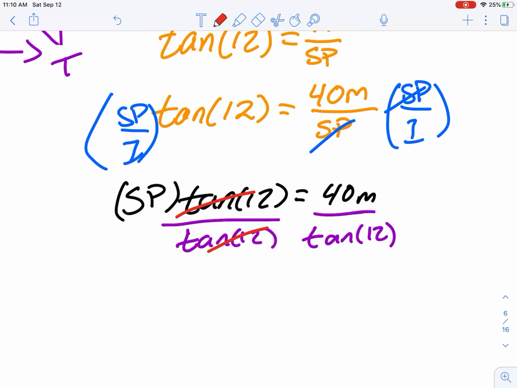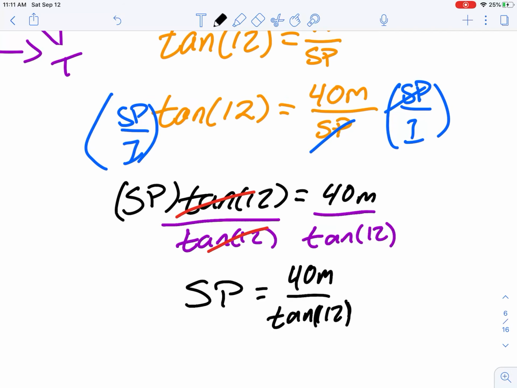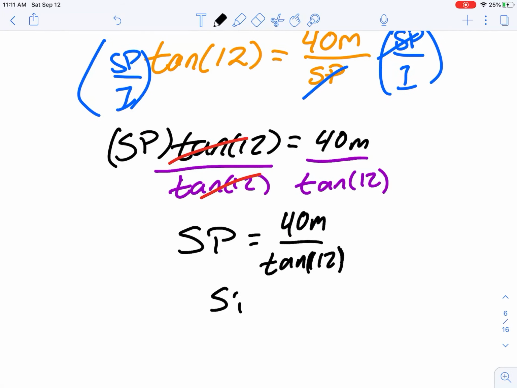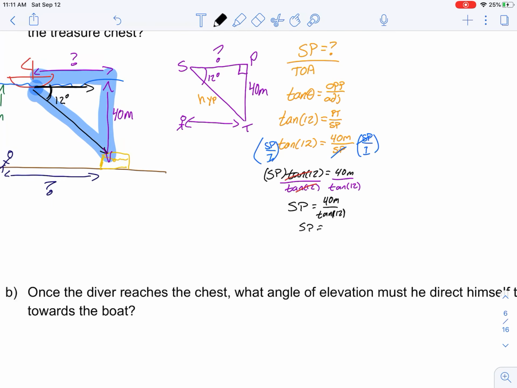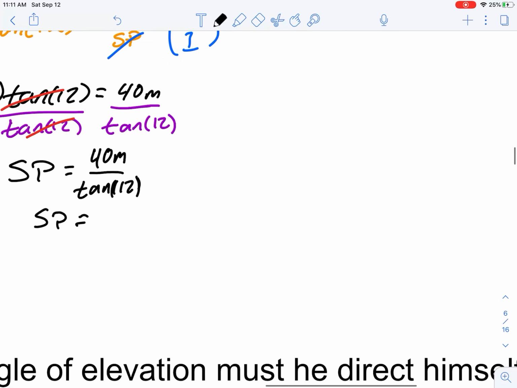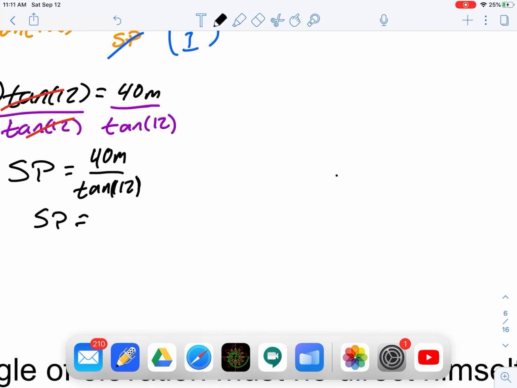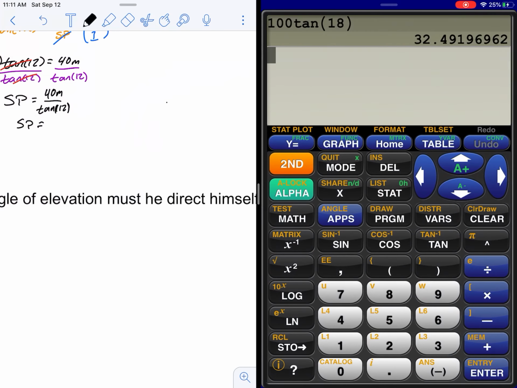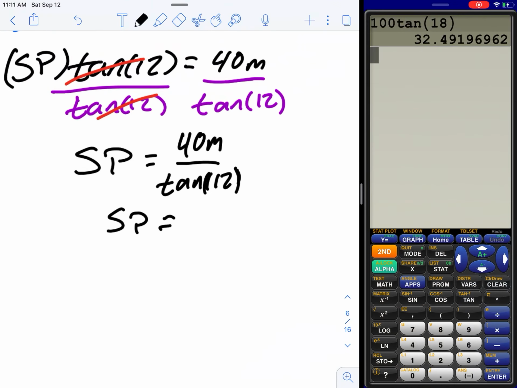Okay, and that's going to cancel this out, and we are going to get SP equaling 40 meters divided by tan 12. So remember, we're going to plug this in our calculator. I need you to practice plugging these into your calculator because sometimes that's the hardest part. So let's pull out our calculator and let's see how we plug this in.